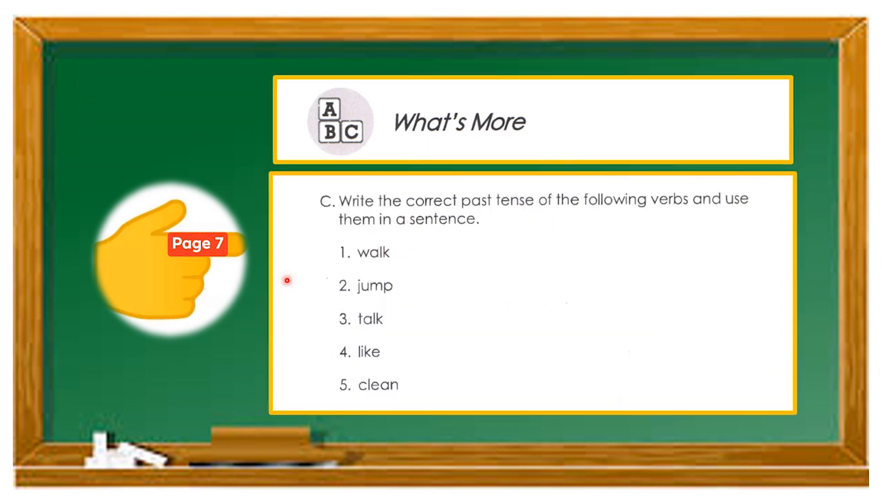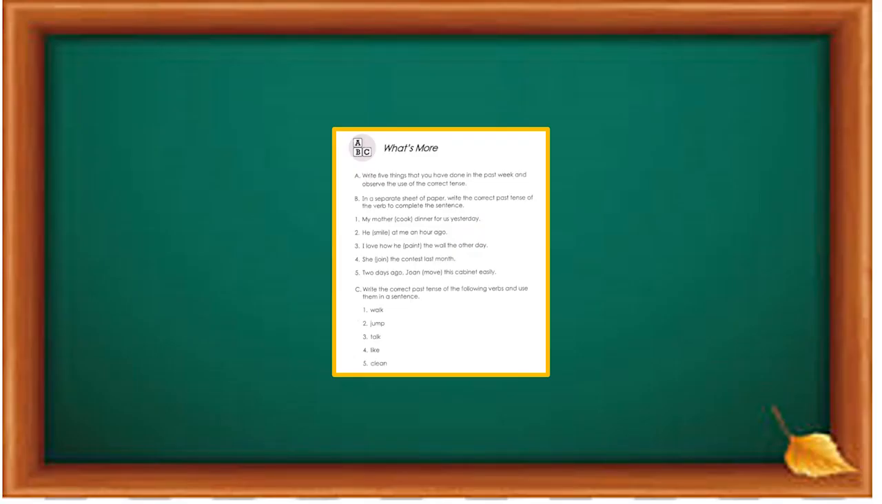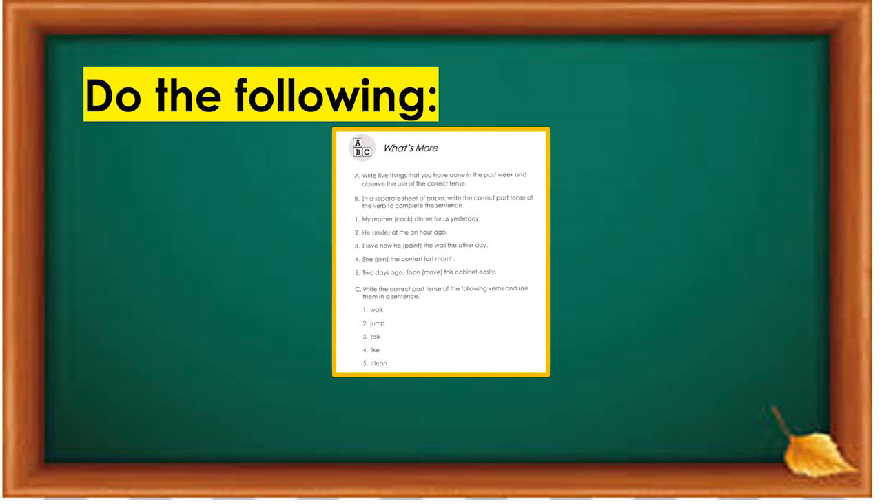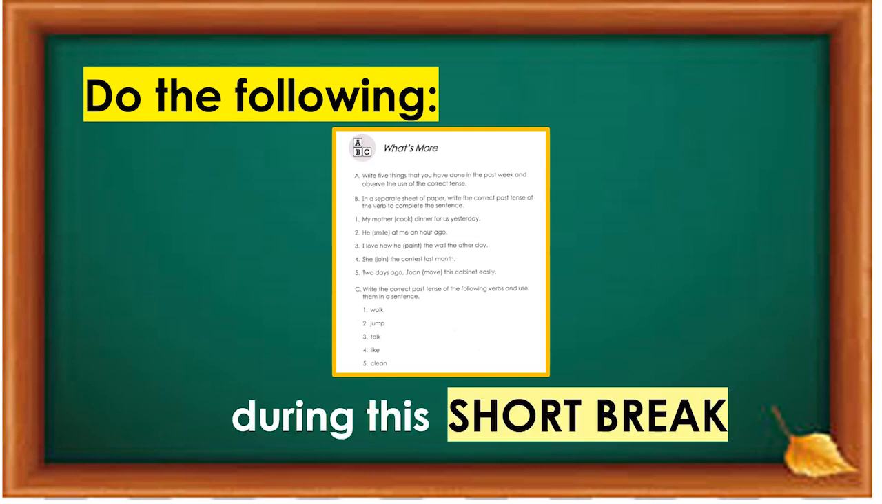In What's More activity C, write the correct past tense of the following verbs and use them in a sentence. Number 1 is walk. Number 2, jump. Number 3, the verb is talk. Number 4, the verb is like. And number 5 is clean. Again, do those mentioned activities during this short commercial break. Take your time, kids!